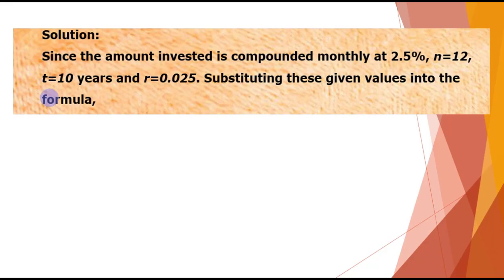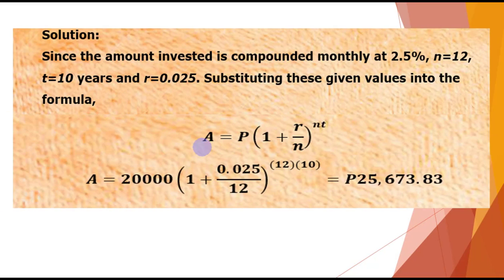For the solution, since the amount invested is compounded monthly at 2.5%, then n is 12. N is the number of times of compounding. So t is 10 years and r is 2.5%, or equivalent to 0.025. Substituting these given values into the formula A equals P times quantity 1 plus R over N close quantity raised to N times T, we have 20,000 times 1 plus 0.025 all over N, which is 12, raised to N, which is 12, times T, which is 10. So we get 25,673 pesos and 83 centavos.